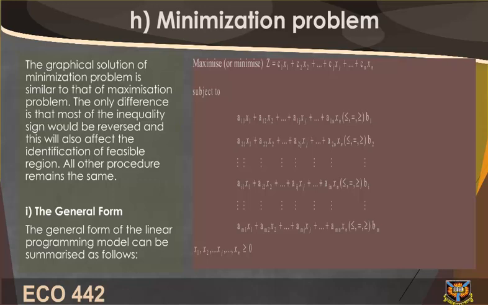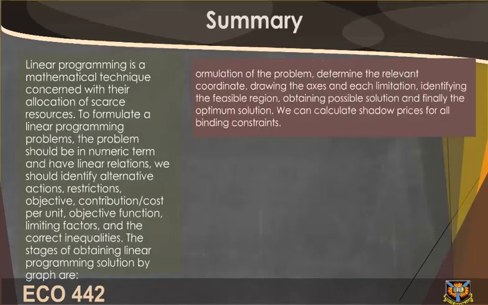The general form of the linear programming model can be summarized as follows. Summary. Linear programming is a mathematical technique concerned with the allocation of scarce resources. To formulate a linear programming problem, the problem should be in numeric terms and have linear relations. We should identify alternative actions, restrictions, objective, contribution, cost per unit, objective function, limiting factors, and the correct inequalities.